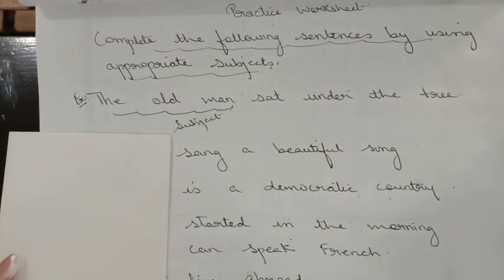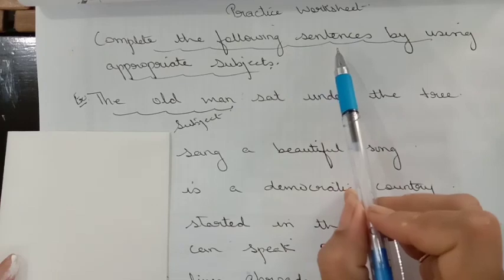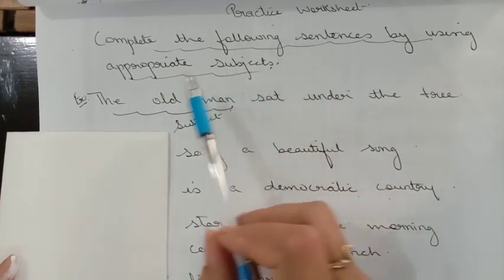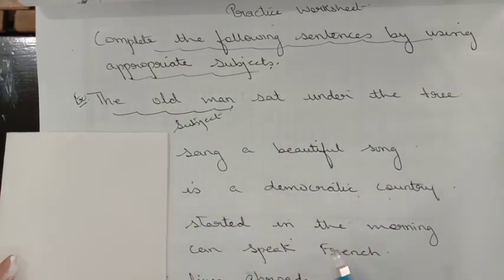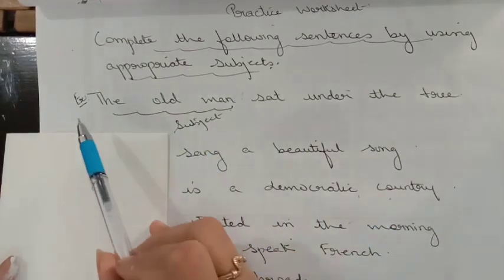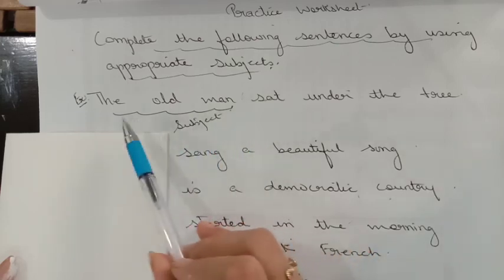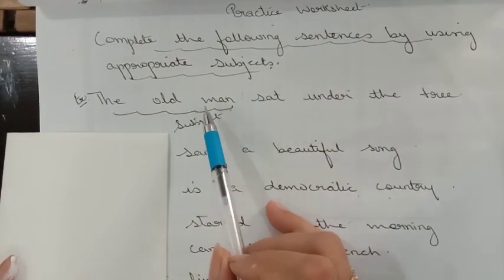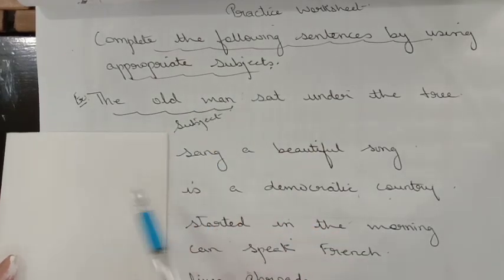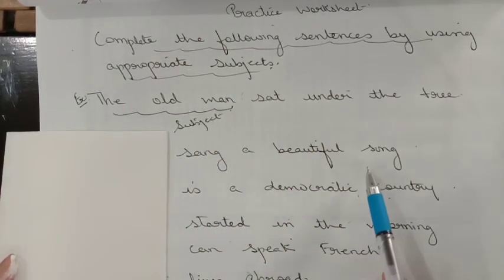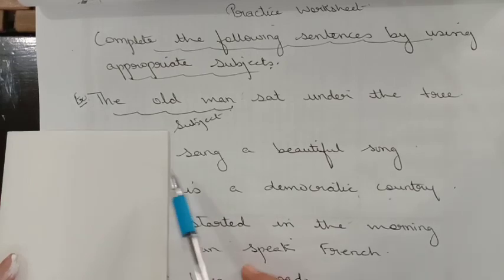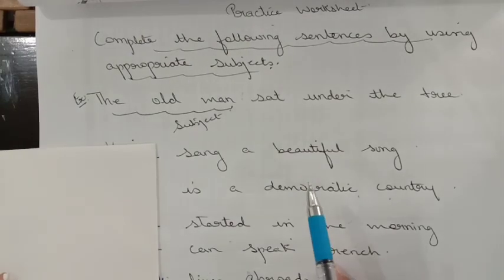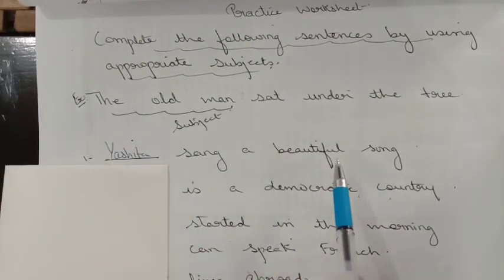Let's do some practice. Complete the following sentences by using appropriate subjects. So you have to fill up a subject for the given sentences, just like the one I have done here for you. Sat under the tree. So who sat under the tree? The old man. Now tell, dash sang a beautiful song. Who sang a beautiful song? You can say Yashita sang a beautiful song.